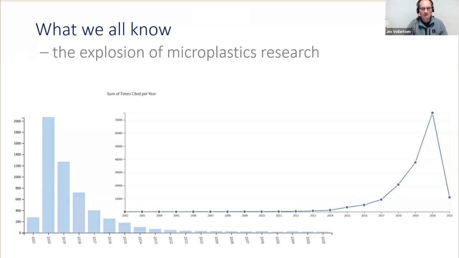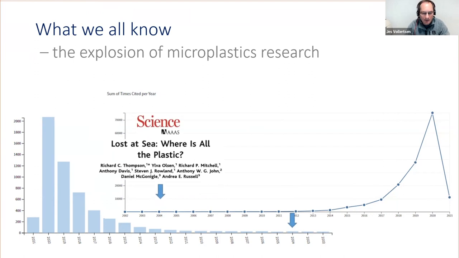This is a list of publications and sum of citations per year on articles in Web of Science which have microplastics in the abstract or heading or something like that. So you can see in the beginning there was very little. The beginning we typically call 2004, where there was a Science article by Richard Thompson called Lost at Sea, Where's All the Plastics?